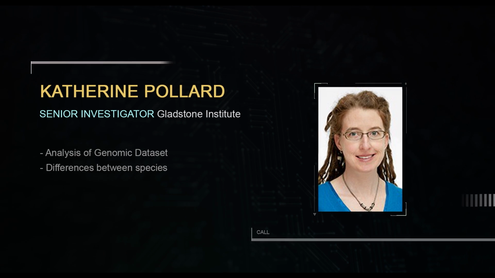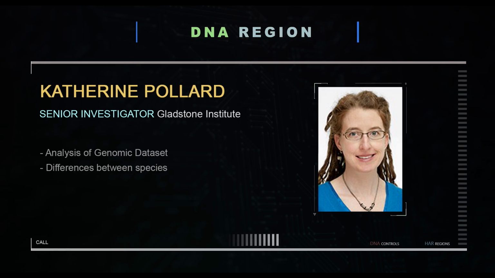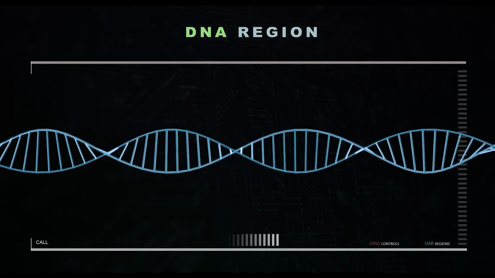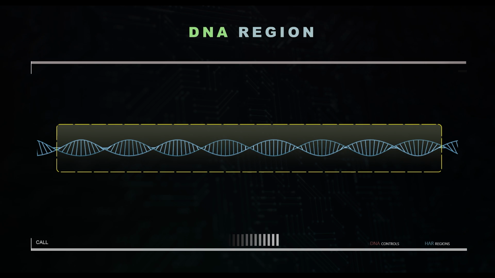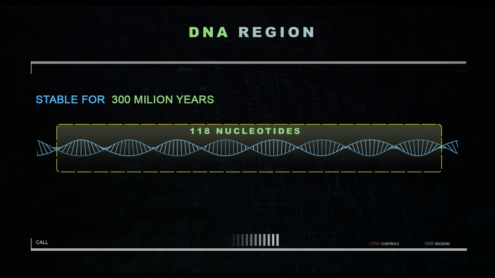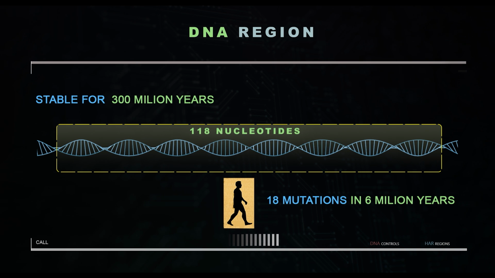Catherine Pollard, the leading researcher at the Glass Institute in San Francisco, discovered in 2005 a small region of 180 nucleotides responsible for our brain development. These regions showed 18 mutations within an inexplicably short time frame. It was almost unchanged for 310 million years.